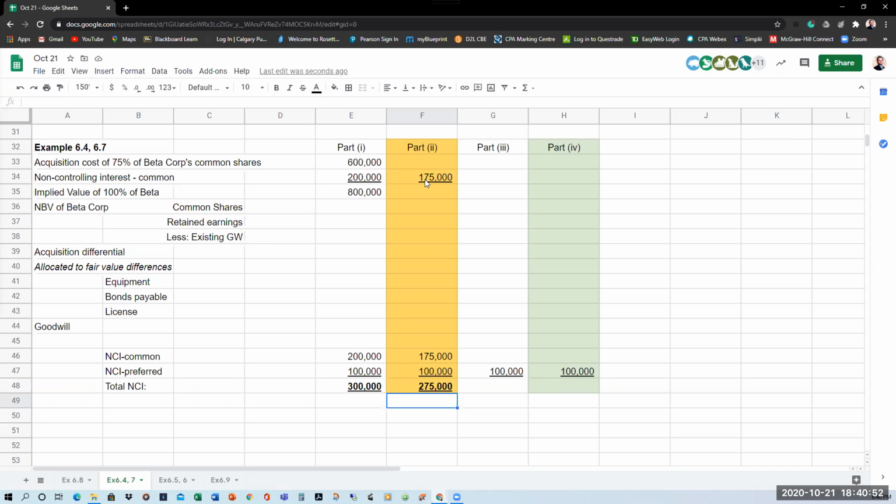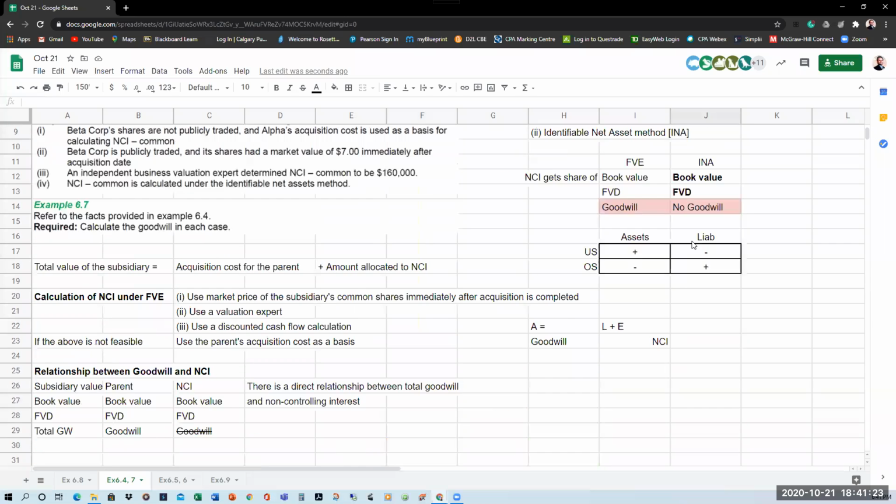Does that make sense? Here, we didn't have to even think about the acquisition cost of the parent, etc. We just used the market price. Make sense or no? Yeah? Okay. What about part 3?